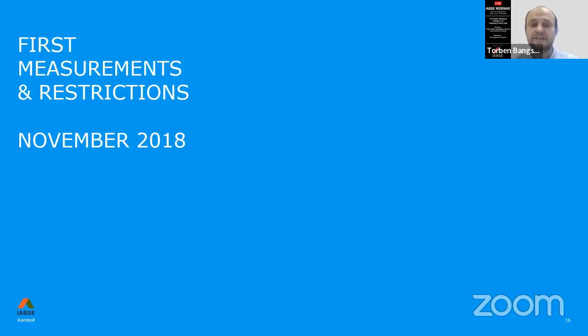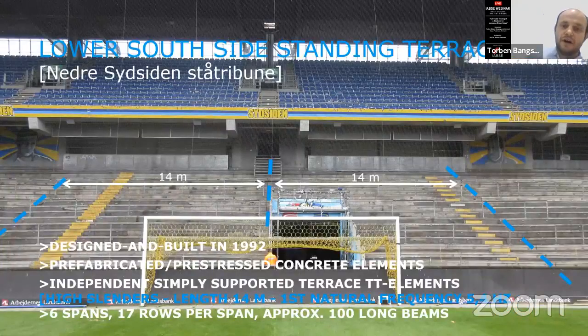In 2018, Ramboll was commissioned by Brøndby IF, the owner, club, and operator of the stadium, to conduct a number of dynamic measurements of what's called Susan, the south side standing terrace. That's the old structure that was built in 1992. It consists of 14 meter long elements. So they are very long, prefabricated, pre-stressed, and quite slender. So they have a natural frequency of just approximately 5.4 hertz.